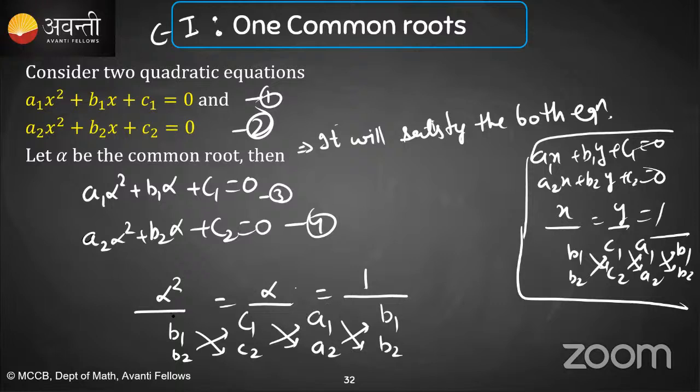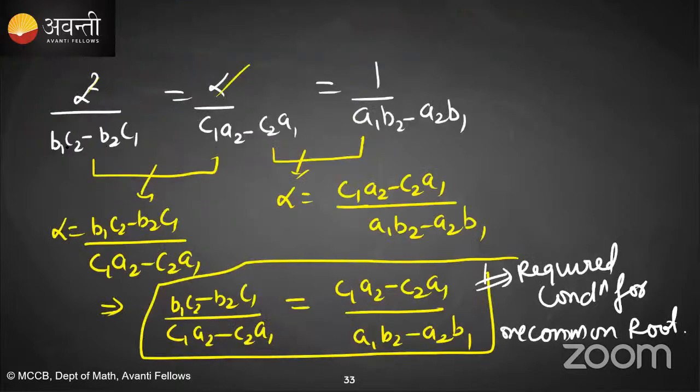Okay, so alpha square, alpha, 1, with B1, B2, C1, C2, A1, A2, B1, B2. Cross multiply them. What will you get? Alpha square upon B1 C2 minus B2 C1, alpha upon C1 A2 minus C2 A1, equal to 1 upon A1 B2 minus A2 B1. Is this clear? So far you are with me, right?